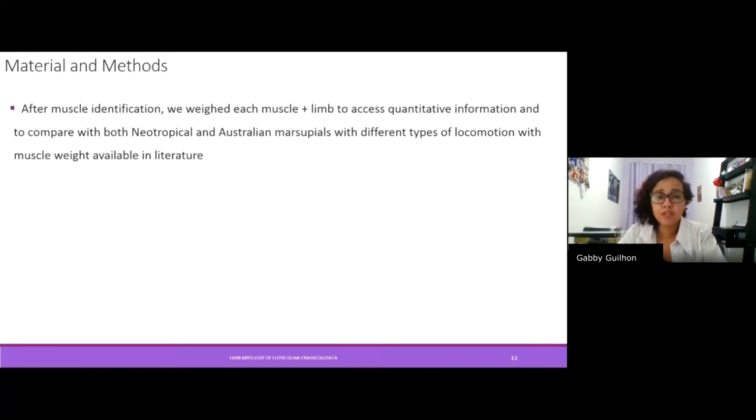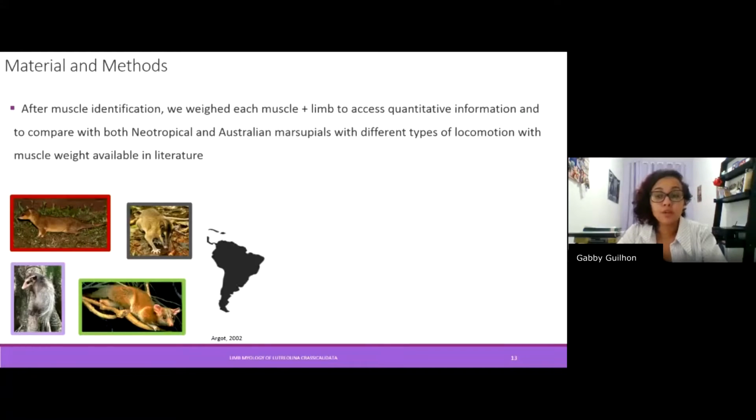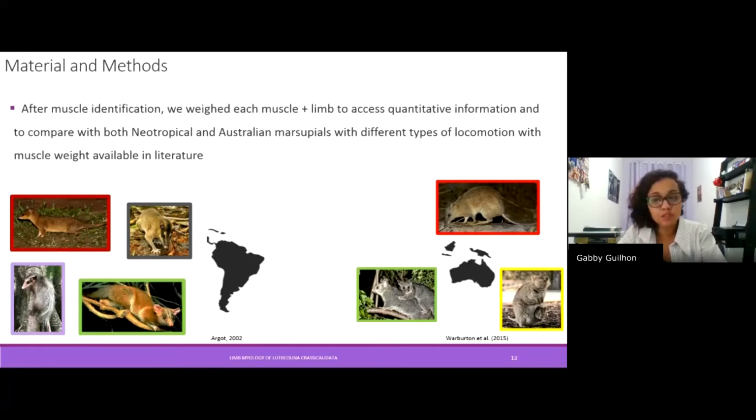After muscle identification, we weighed each muscle and the entire limb to access quantitative information and to compare with both neotropical and Australian marsupials with different types of locomotion, using muscle weights available in the literature. We used Argot for weight data of neotropical marsupials and Warburton and colleagues for Australian marsupials. This comparative analysis was only possible for hind limbs, since we did not find papers on forelimb myology with raw weight data available.